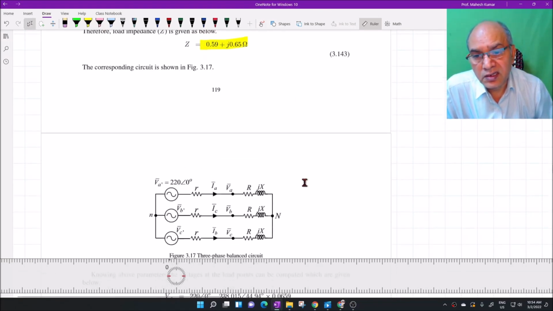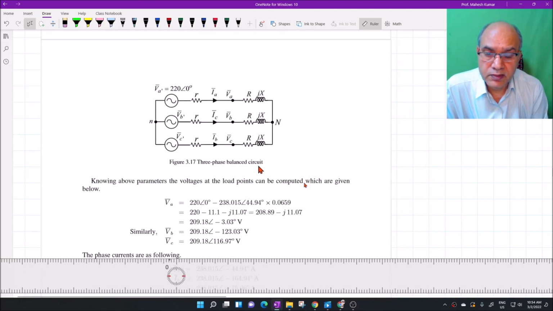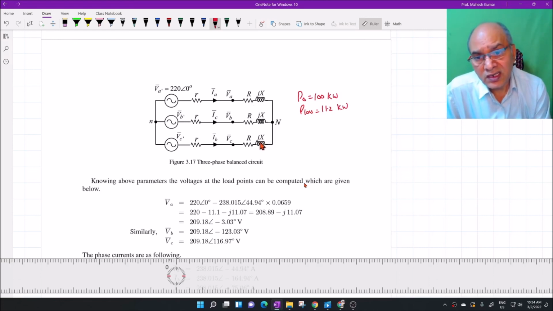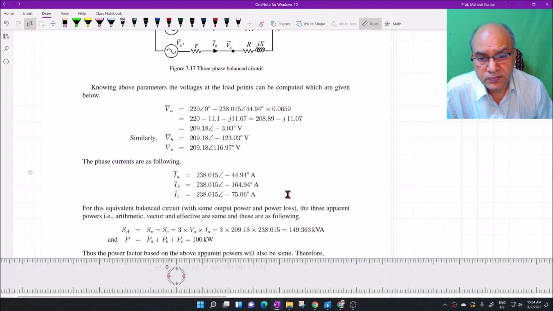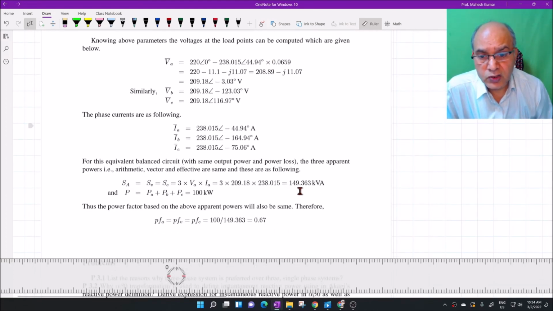You can see it here. This is the equivalent circuit for P0 equal to 100 kilowatt and P loss equal to 11.26 kilowatt. So you can see here the equivalent balanced circuit is in terms of R and X. And if you find out the value of this power factor, that is actually the cosine of 44.96 and that is 0.67.